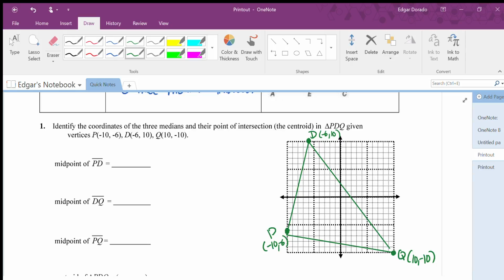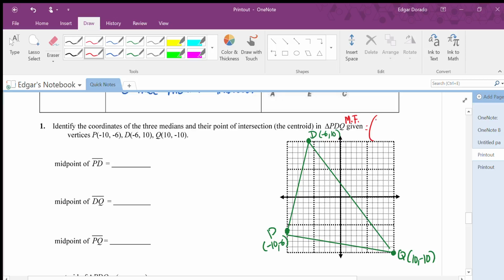Let's start figuring this out. First off, we want to find the midpoint of PD. Midpoint is something that we haven't talked about since chapter 1, so let's write it down. The midpoint formula is, actually, that's not going to give me enough room. Let me write it over here, right here. So the midpoint formula is this. I'll abbreviate it midpoint formula.